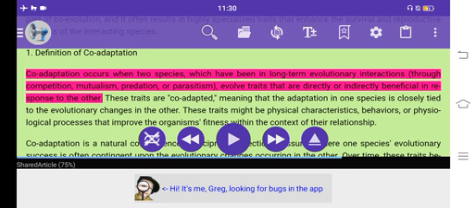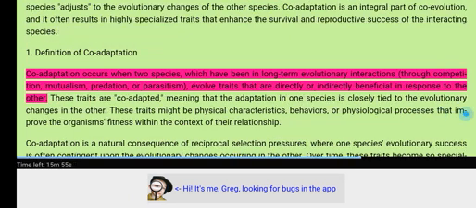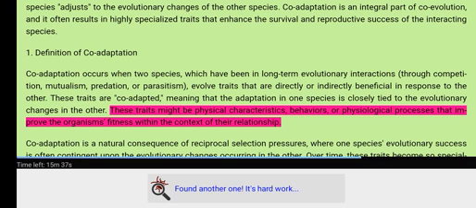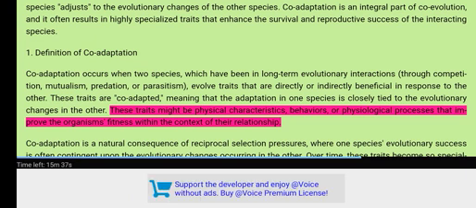Coadaptation occurs when two species, which have been in long-term evolutionary interactions through competition, mutualism, predation, or parasitism, evolve traits that are directly or indirectly beneficial in response to the other. These traits are co-adapted, meaning that the adaptation in one species is closely tied to the evolutionary changes in the other. These traits might be physical characteristics, behaviors, or physiological processes that improve the organism's fitness within the context of their relationship.